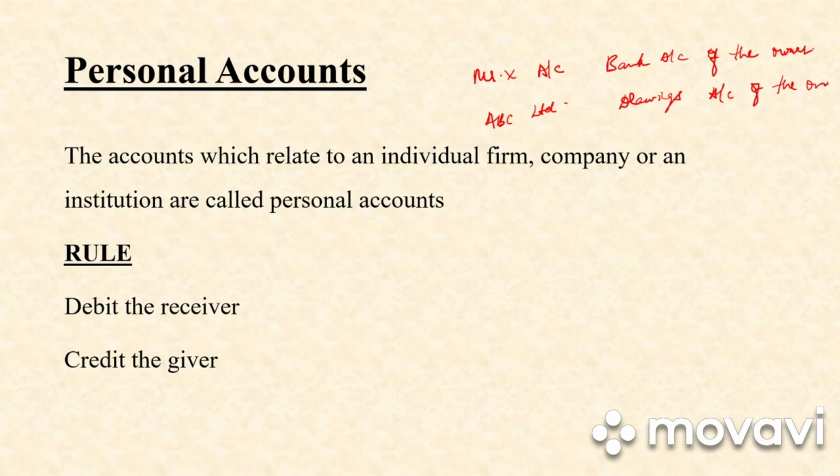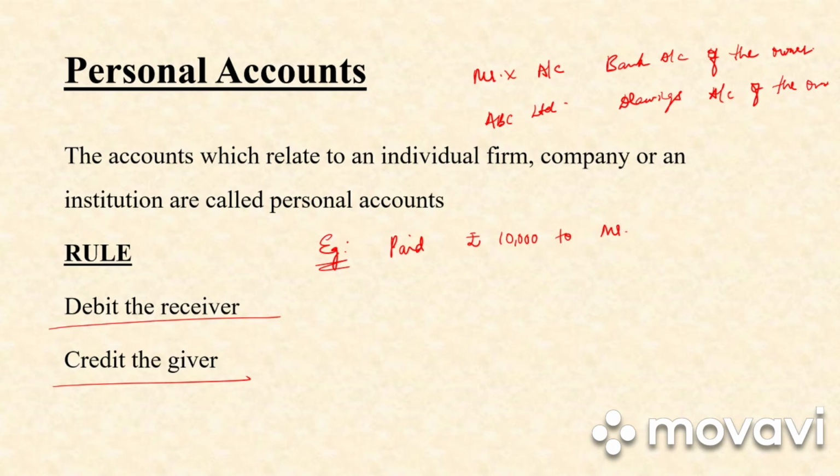So what is the rule for the personal account? Debit the receiver, credit the giver. So let us take an example so that you understand this particular rule very clearly. Paid rupees 10,000 to Mr. X. So first we need to see which two accounts are affected. There is Mr. X account and there is paid. Paid means there is cash account, that is money is going out of the business.